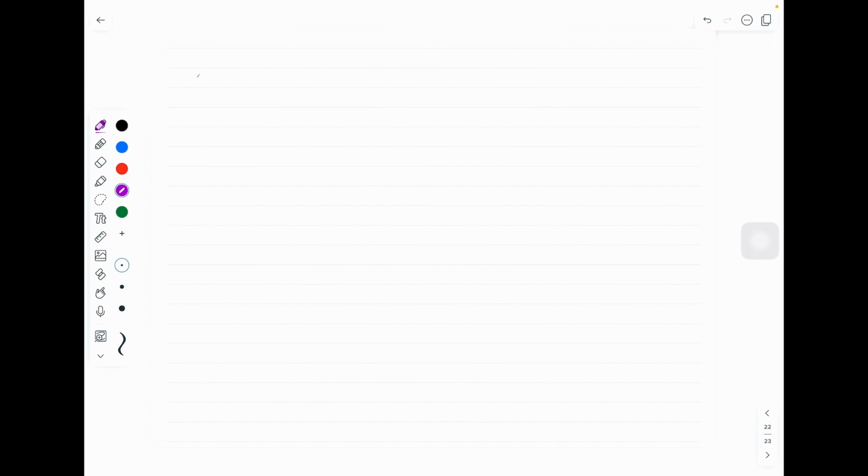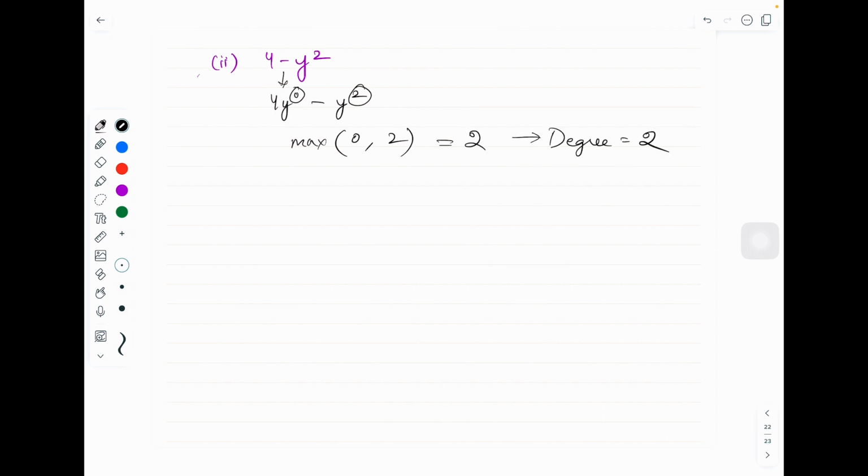Second question, 4 minus y square. This can be written as 4y to the power 0 minus y square. Are you getting it? Now the maximum of 0 and 2 is 2. So degree equals 2.